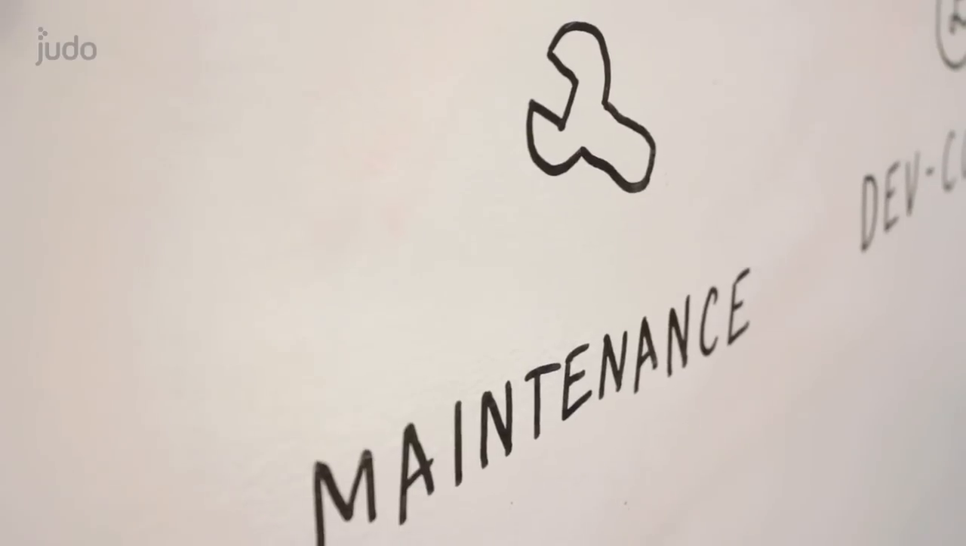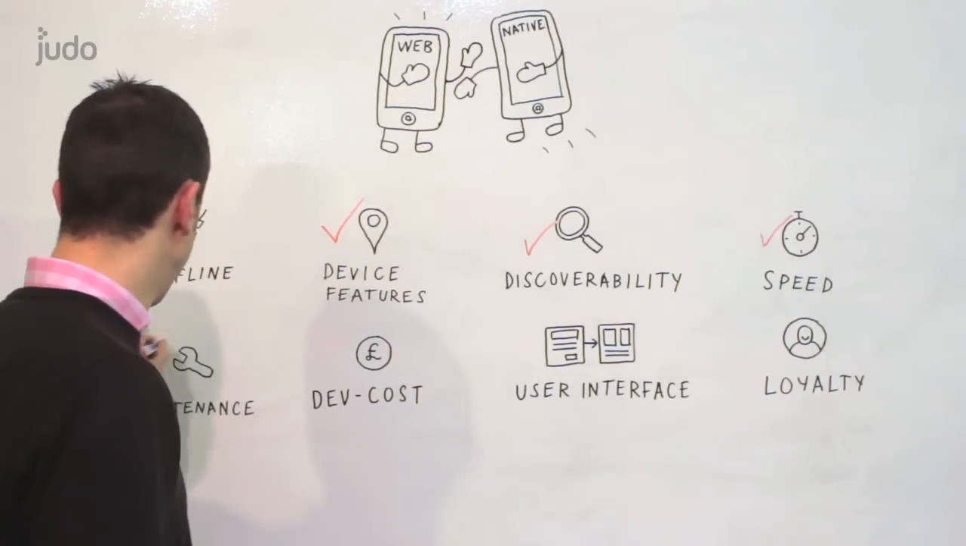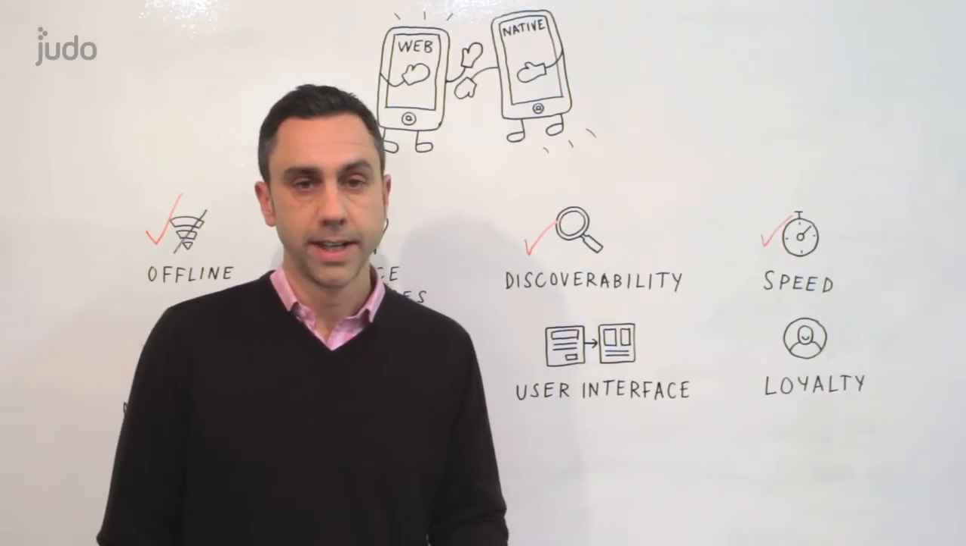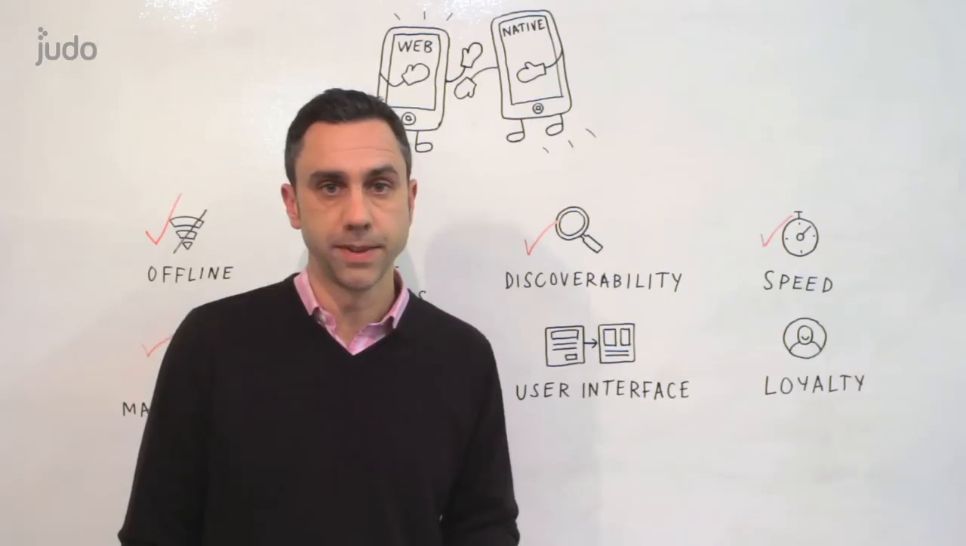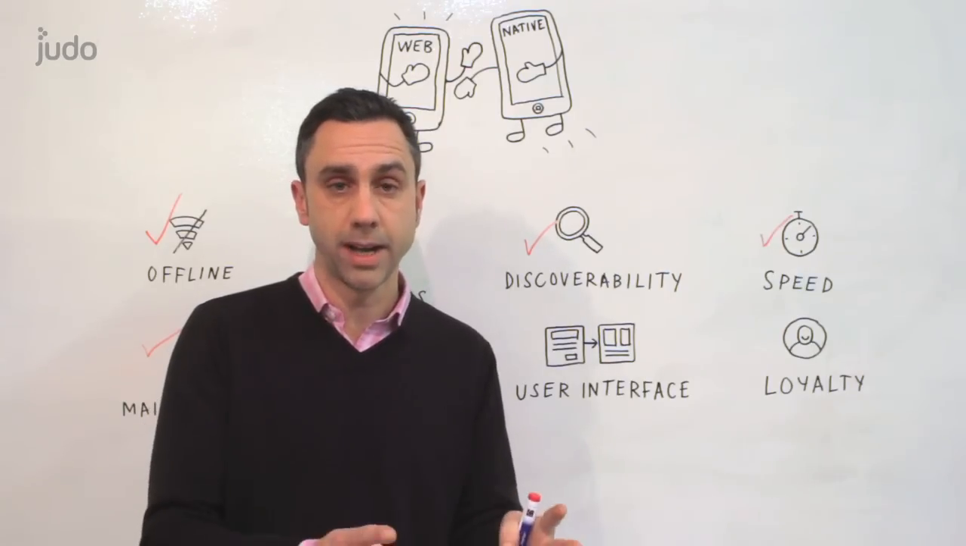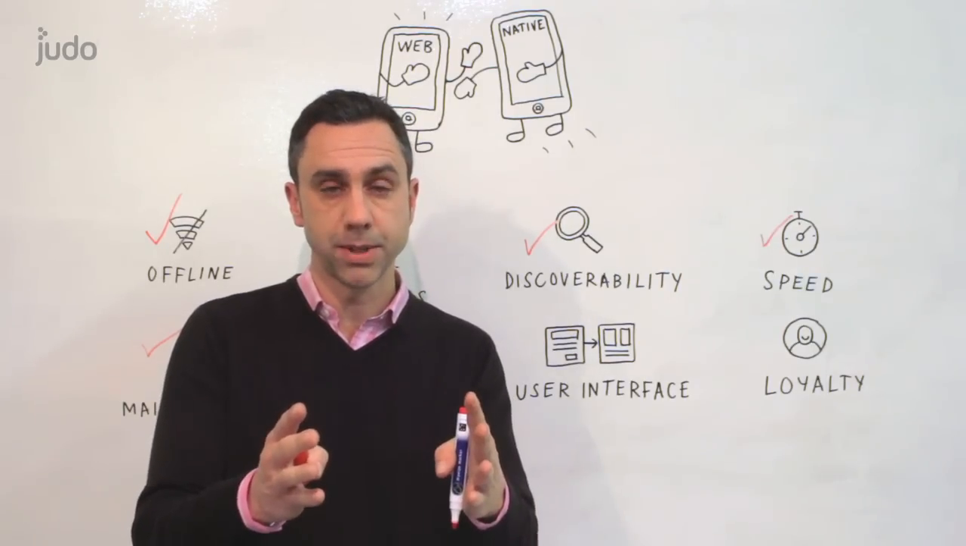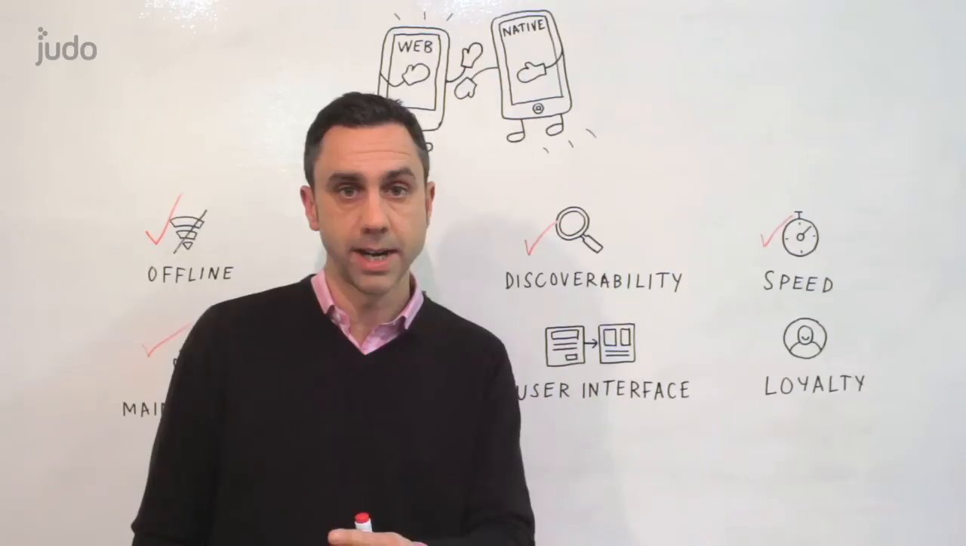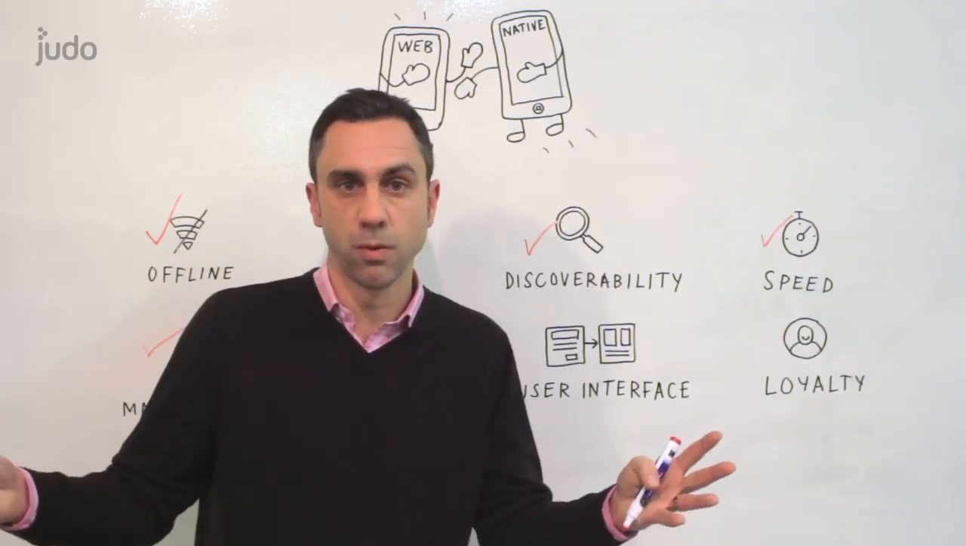Moving on to maintenance, and maintenance is a big tick for the website. The reason for that is that native apps can be complicated for developers to maintain, and they have to package the maintenance and put it back up to the app stores. Whereas maintenance for the website is much more just maintenance for general web.